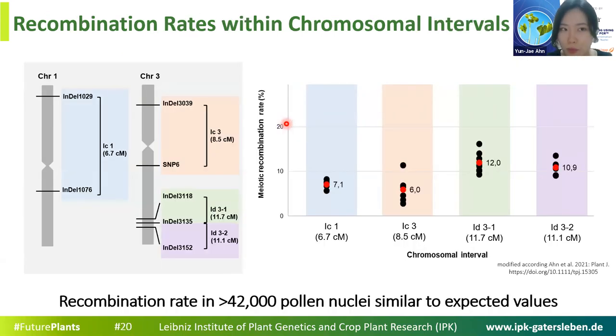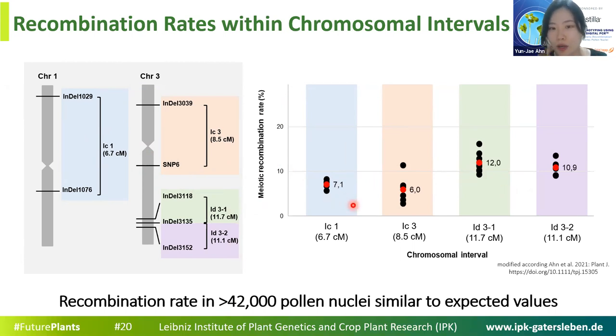So after optimizing the system and figuring out what the false positives and the noise are, we repeatedly measured the meiotic recombination rates within four chromosomal intervals in a number of plants. You can see all these four chromosomal intervals in color blocks here. The black dots are the average value of recombination rates measured from one plant, and the red dots are the average of all the measured plants.